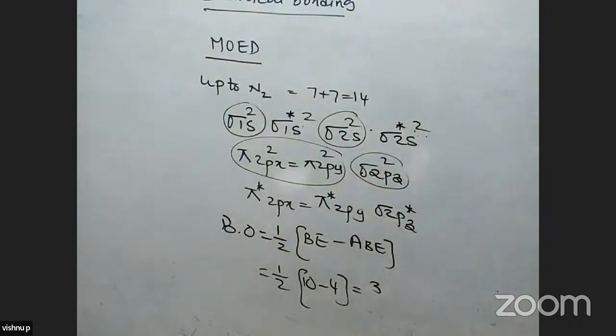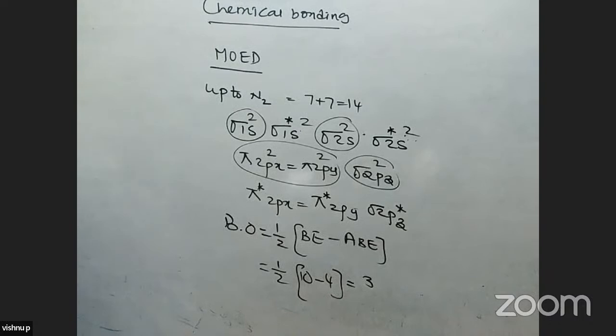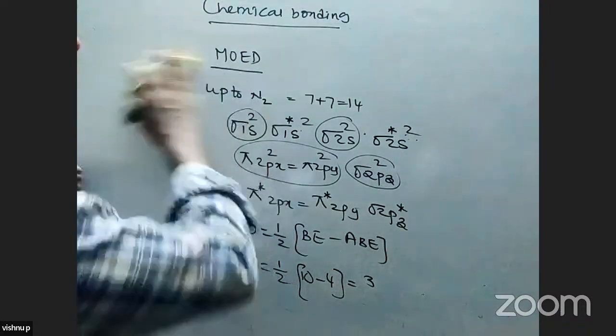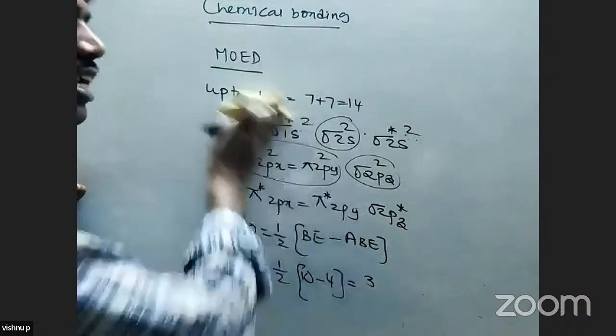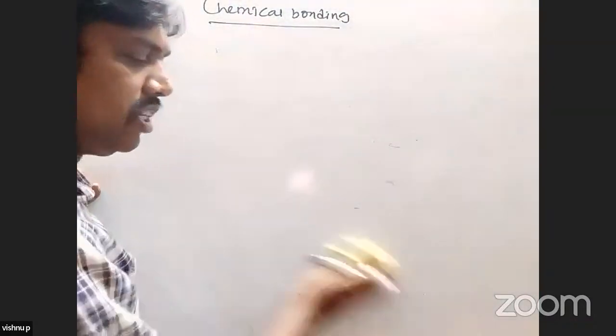If you get a negative value, that molecule does not exist. For any molecule, if the bond order is a negative value, the existence of that molecule is not possible. That is an unstable molecule. If you get a fractional value also, that is not stable. A positive bond order indicates that the molecule is more stable in nature.